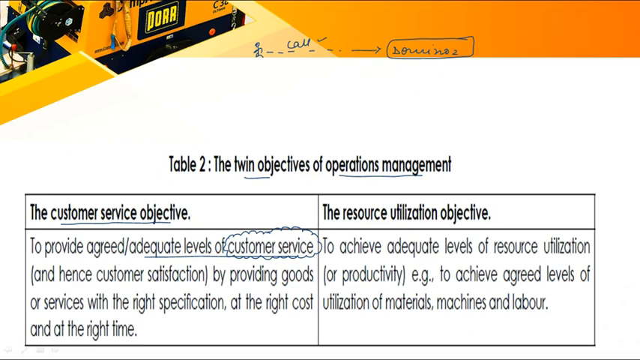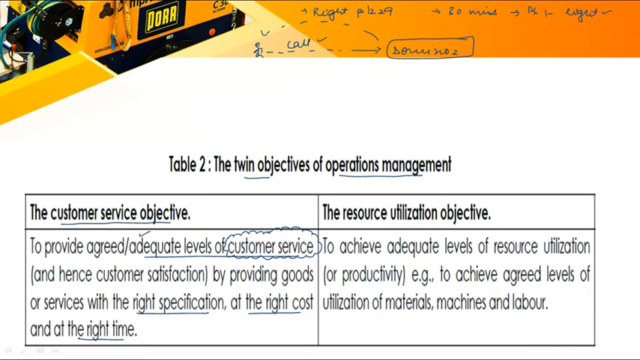Now, how can that customer service be made good, made adequate? By providing goods with the right specification, at the right cost, at the right time. So if the person from Domino's delivers the right pizza, meaning the pizza which I ordered, delivered in 30 minutes, and the cost was also right, the amount charged was right. For a 500 or 700 rupees pizza, they cannot charge 1000 rupees. So right, that is the customer service objective.